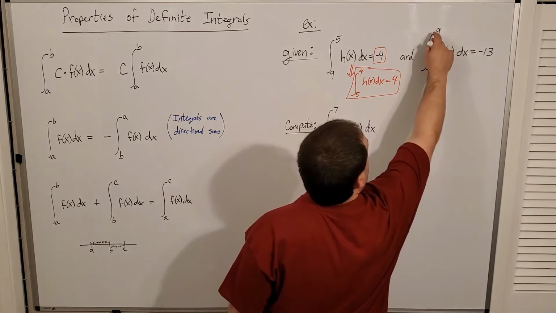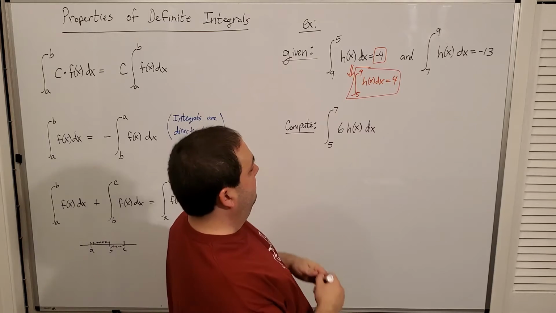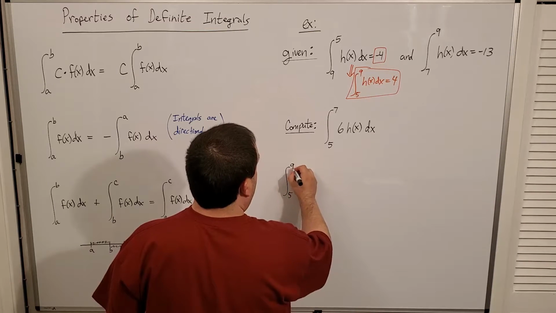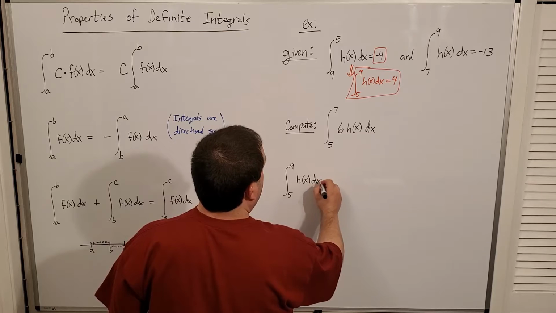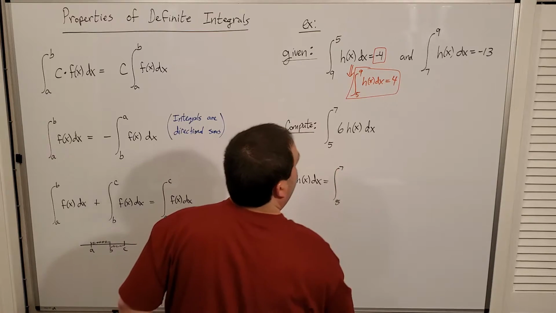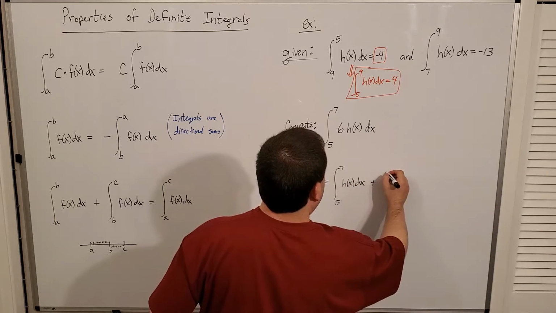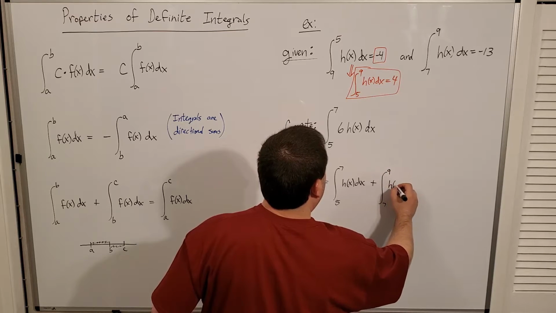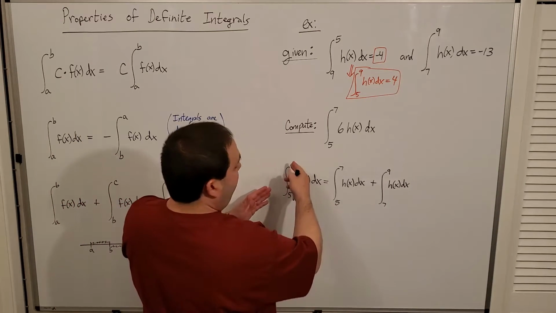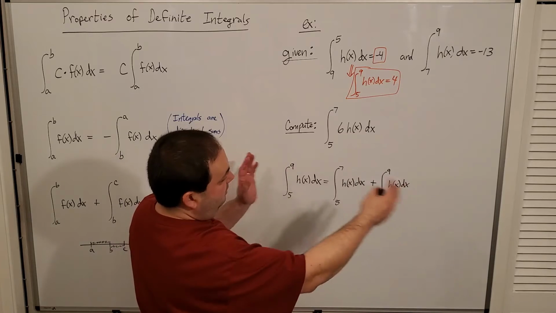And then from 7 to 9, I've got negative 13. Well, this is from 5 to 9. What I can say is that the integral from 5 to 9 of h of x dx would definitely be equal to the integral from 5 to 7 of h of x plus the integral from 7 to 9 of h of x, according to this rule right here. If I want to add up everything from 5 to 9, I could do it by adding everything from 5 to 7, and then everything from 7 to 9, and then combining those later.